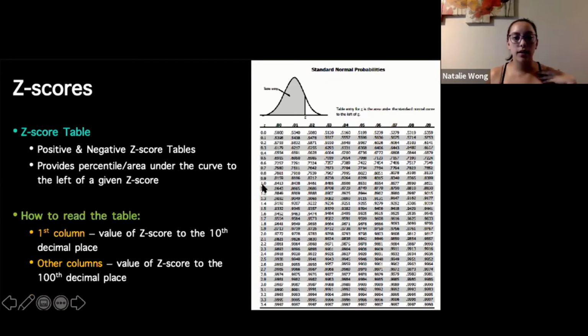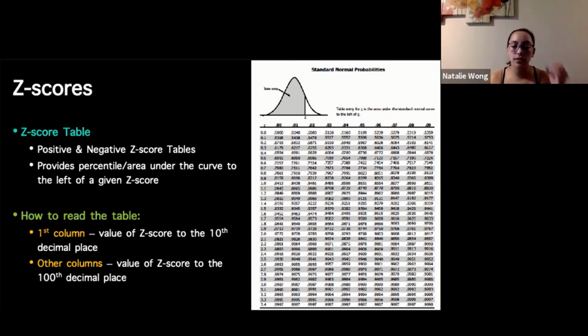We would say, okay, 1.1 is here. And then the 100th decimal place, you follow the columns on the top. So 0.05, or 1.15, would take us to this value, which admittedly is too small to read, but that would be the probability associated with the z-score. I actually have the table to pull up later so you can see it in bigger terms, but that's how you read it.